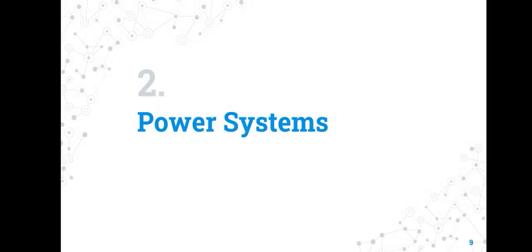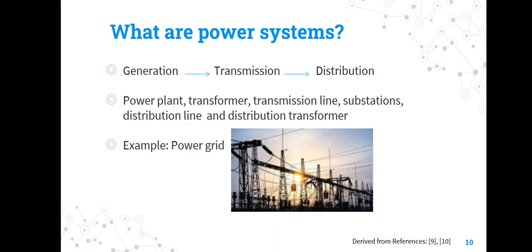Now that we have discussed 5G technology, let's take a look at power systems. So what are power systems? Power systems are those systems which contain the generation, transmission and distribution of electricity. All these three processes happen within the power system.